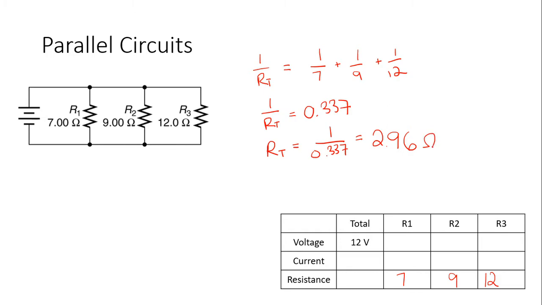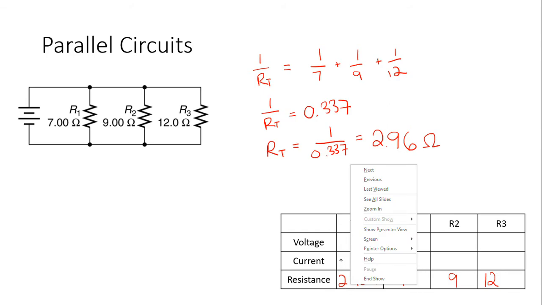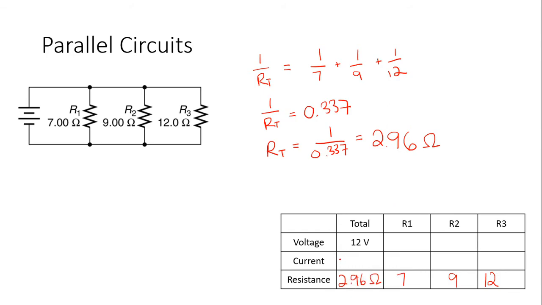2.96 ohms. Better, better, better. It should be smaller than the branches. Okay, 2.96 ohms. All right. Once again, you've got voltage. You've got resistance, which means you have current. I'll just make my decimal a little better. So you have current, which is going to be equal to 4.05 amps.